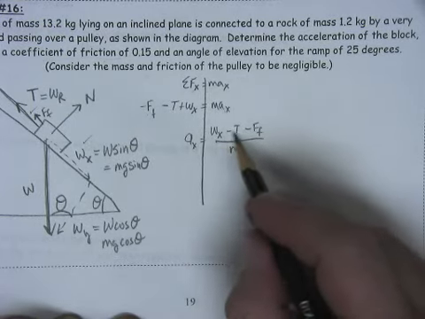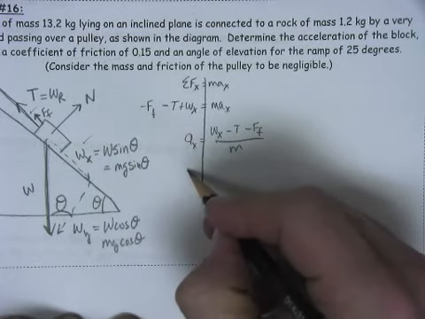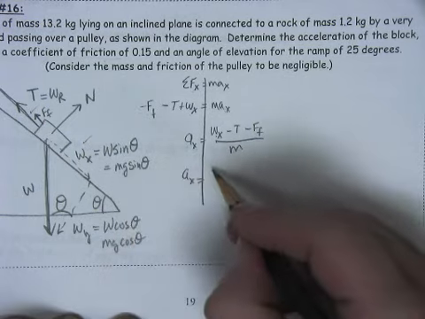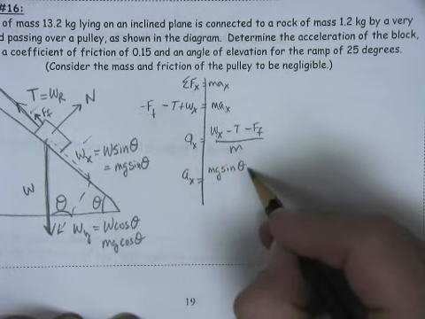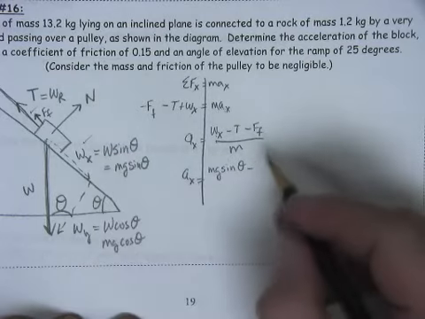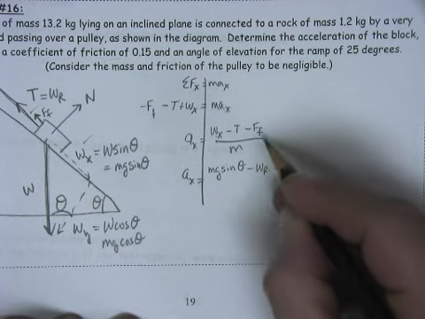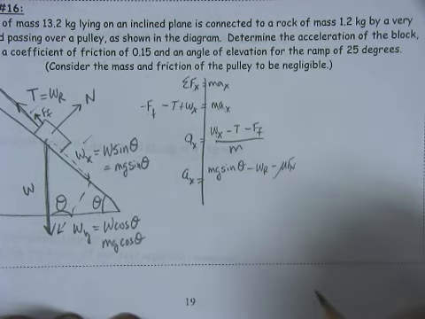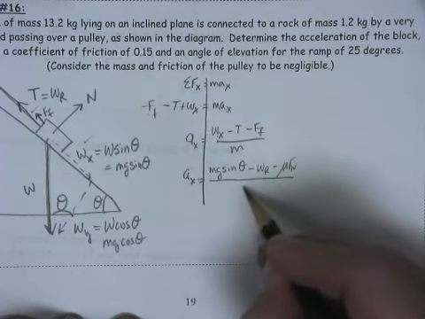And then I'm going to spend some time renaming these guys. And I have their names right over here. So ax is equal to Wx, which is going to be mg sine theta. The tension is the weight of the rock, so that's going to be Wr, and minus friction, which is mu Fn. Remember, force of friction is the same thing as mu Fn. All right, all over m.